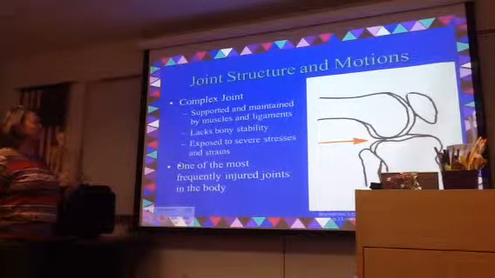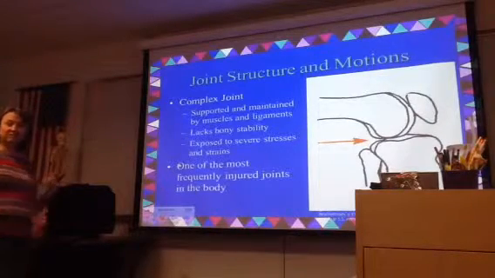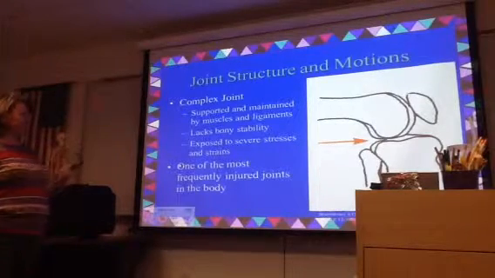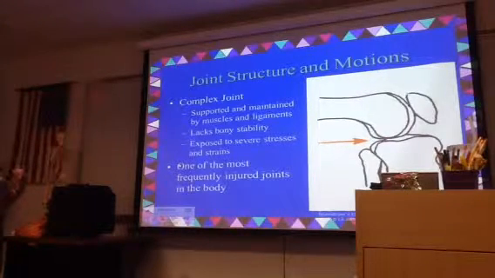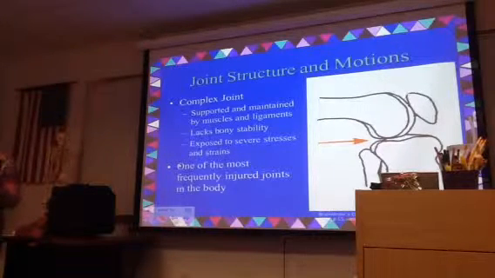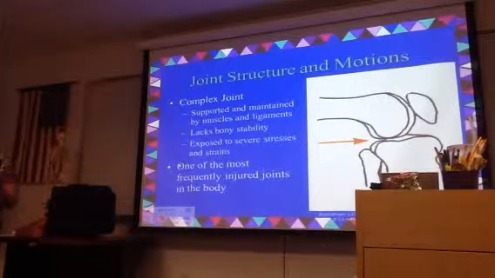Okay, so it could be said that the knee is a complex joint. It's differently complex than the hip. Obviously it just moves in one plane instead of three. So that's a little simpler, but the knee is actually supported and maintained by muscles and ligaments, and so there's not a lot of bone stability. And so that exposes it to severe stresses and strains. So it's one of the most frequently injured joints in the body because it really is only made to flex and extend, and yet sometimes we get lateral forces.